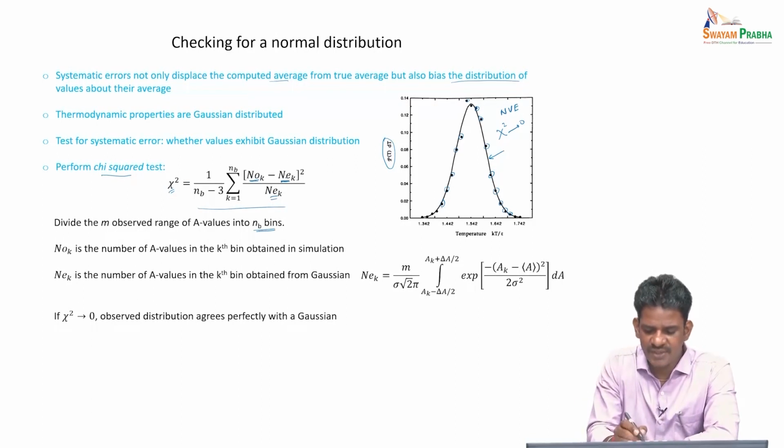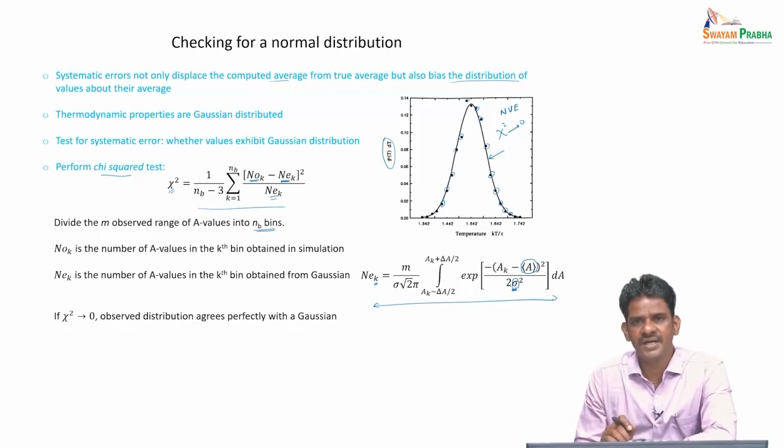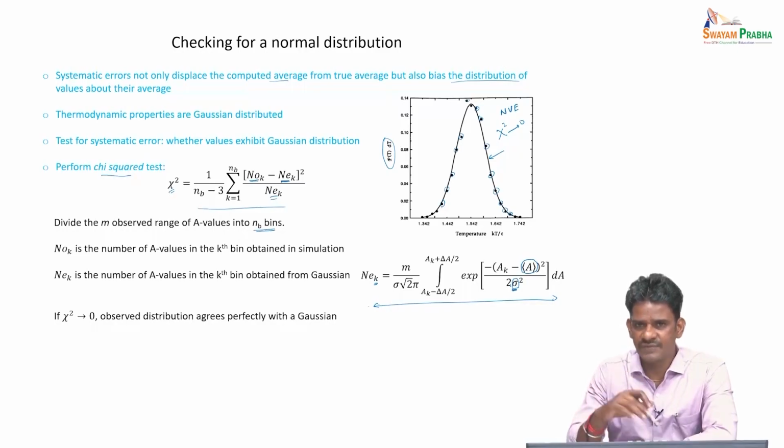For the theoretical estimate, we obtain the number of data points in a given bin k from the Gaussian distribution. The standard deviation sigma and the mean come from simulations. So we do MD simulation and find the mean temperature and the standard deviation in the temperature. Using that, we fit a Gaussian curve, and then calculate how many data points should be theoretically expected for a given bin size, and that is what this N_E,k is. That is compared with the actual number of measurements of temperature in the same bin, and that's what this chi-square is all about.